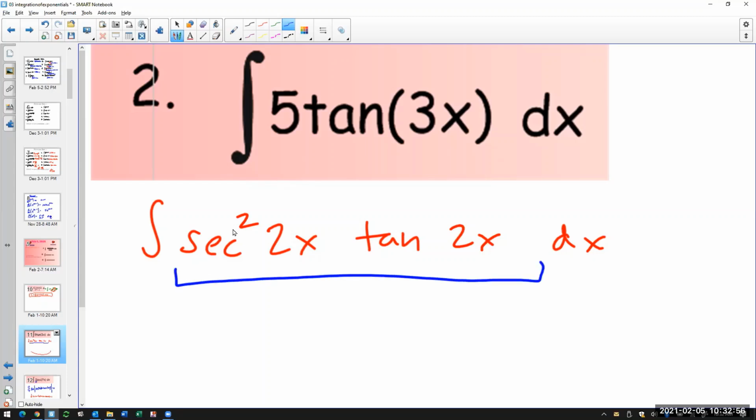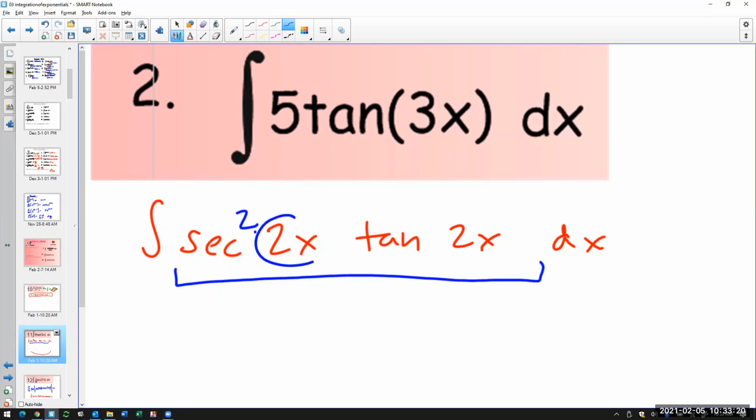Do you have a secant squared tangent on your formula sheet? If I took this off, do you have a secant tangent on your formula sheet? Yes, does that make sense? So you can use a shortcut here. But do you have a secant squared tangent on your formula sheet? No, so you cannot use a shortcut here. Do you guys see the difference? So this one you could not use a shortcut.